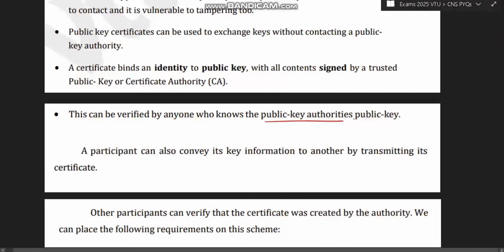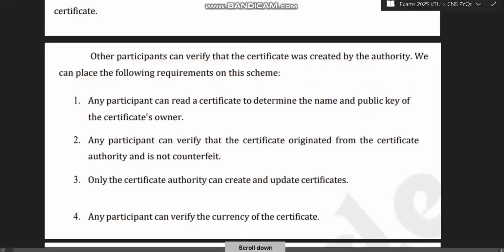So using the public key of the public key authority, they can verify if the certificate is genuine or not, and everyone has the public key for the public key authority, as you have seen in the previous case, right? A and B both had the public key for the public key authority. A participant can also convey key information to another by transmitting its certificate. So information can also be transmitted if it is certified. Okay. Other participants can verify if the certificate was created by the authority.